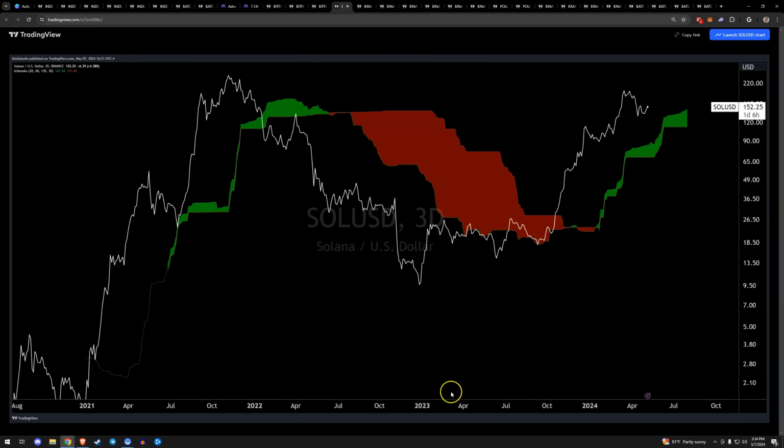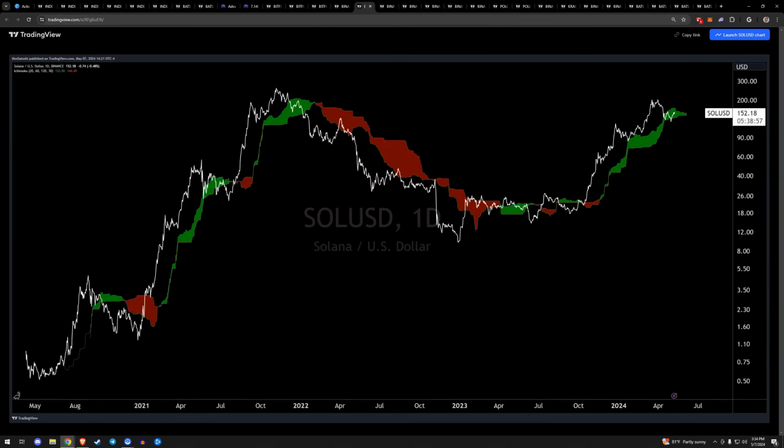And this was months and months of people saying, it's the bottom. I know it's the bottom, blah, blah, blah, right? That's fine. They were right this time. Good for them. I'm happy. But the cloud told you exactly where to get in on a 3-day. And we're still above the 3-day cloud.